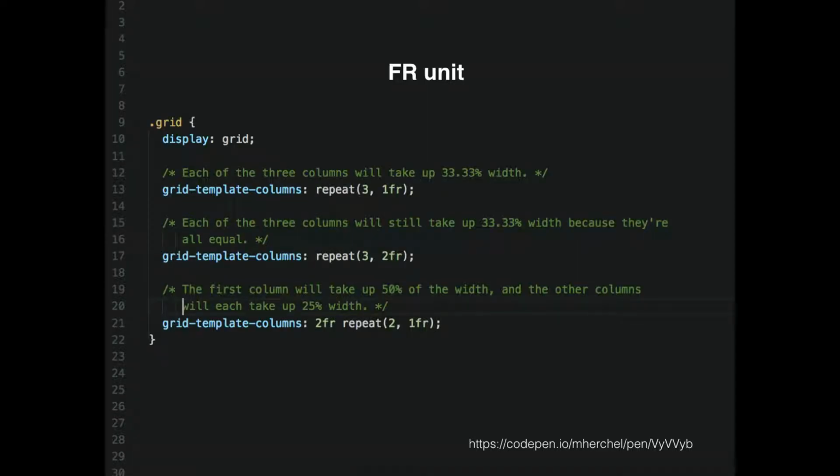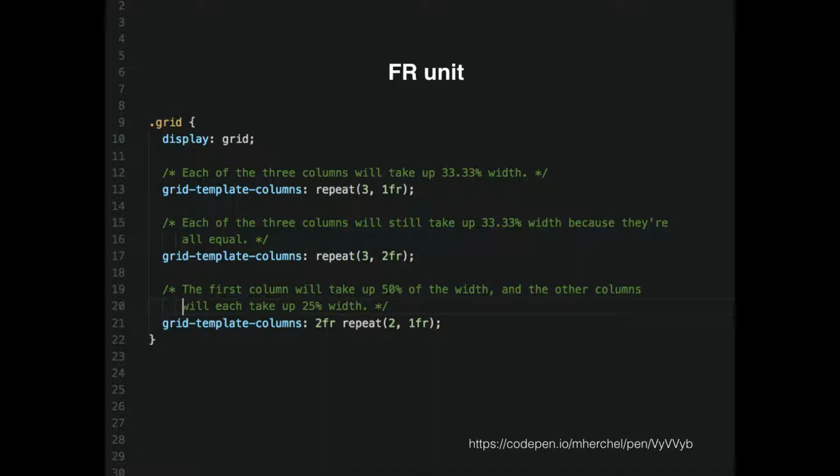FR units are new to Grid, and it stands for fraction. What I'm doing right here is creating 3 1fr units. That's almost the same as doing 3 33.3333% columns. And if I do 3 2fr units, it's going to be the exact same thing because fractions are equal.